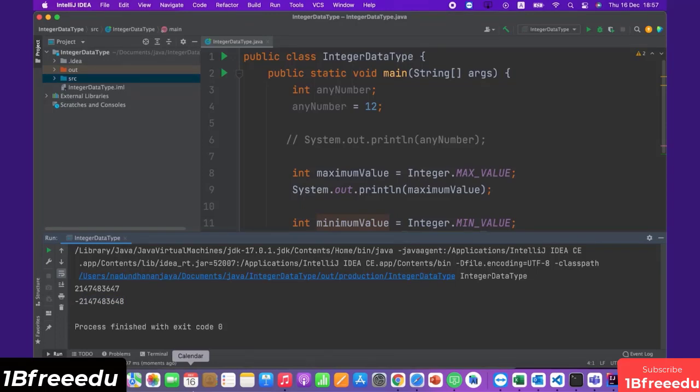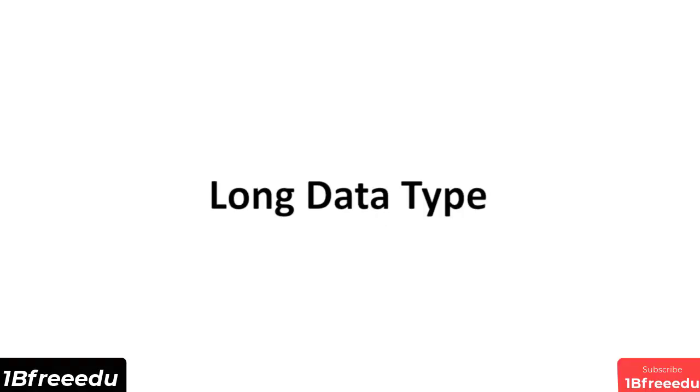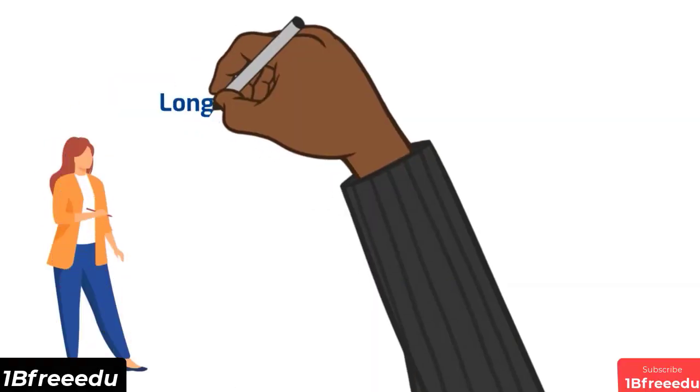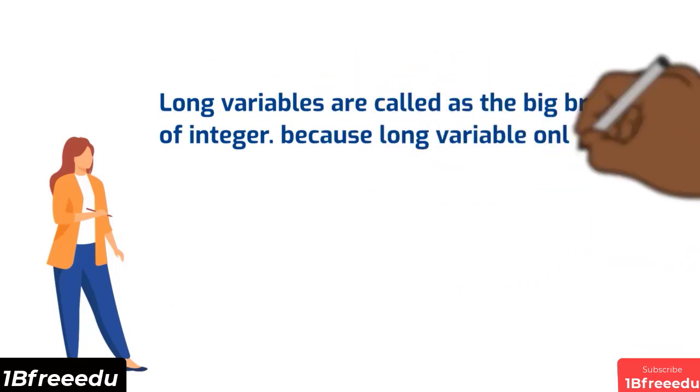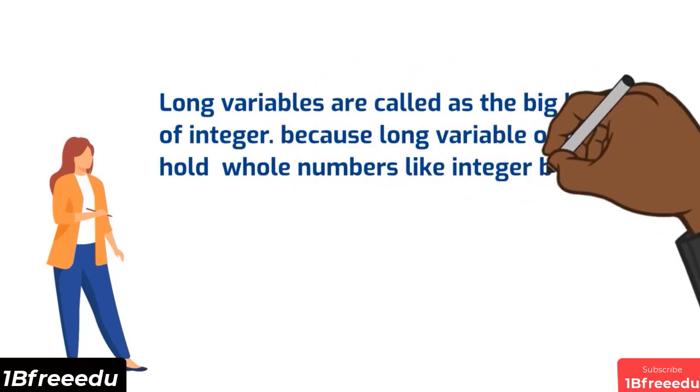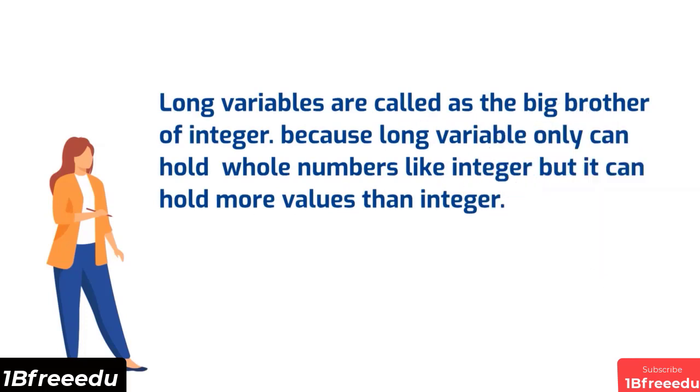Okay guys, in this video we discuss the integer variable and the maximum and minimum values it can hold. In the next video, we will discuss the long data type. I can call this the big brother of integer because long variables can only hold whole numbers like integer, but it can hold more values than integer. That is why I call it the big brother of integer.